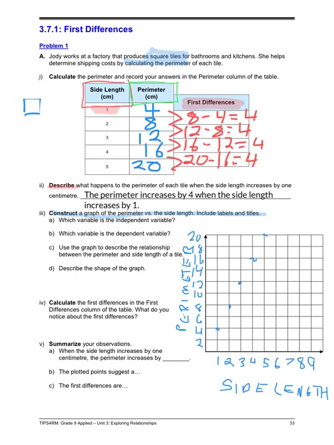Now, for question A, we're asked which variable is the independent variable. Well, we've established that our side length is going to determine the perimeter, so that means our side length is the independent variable. And if our side length is the independent variable, for part B, which variable is the dependent variable, we would have to say perimeter is our dependent variable. We're now asked to use the graph to describe the relationship between the perimeter and the side length. And we see that as our side length increases, perimeter increases.